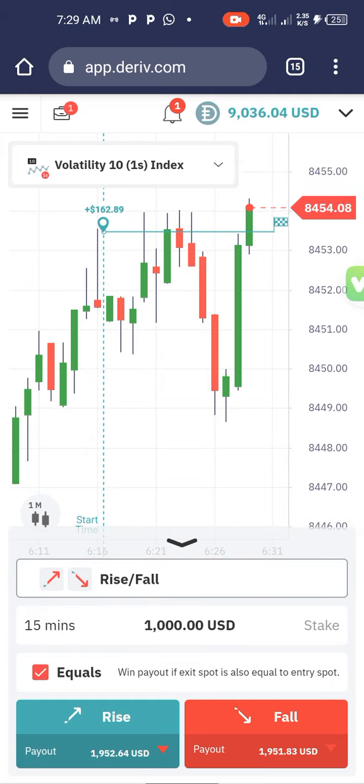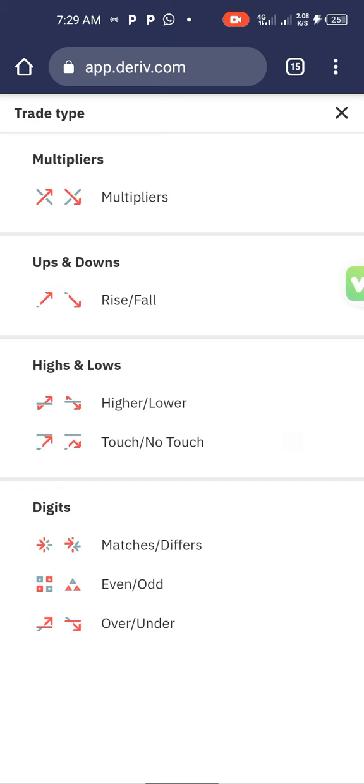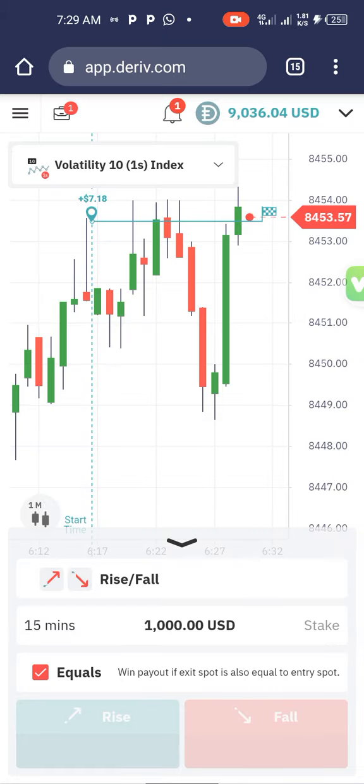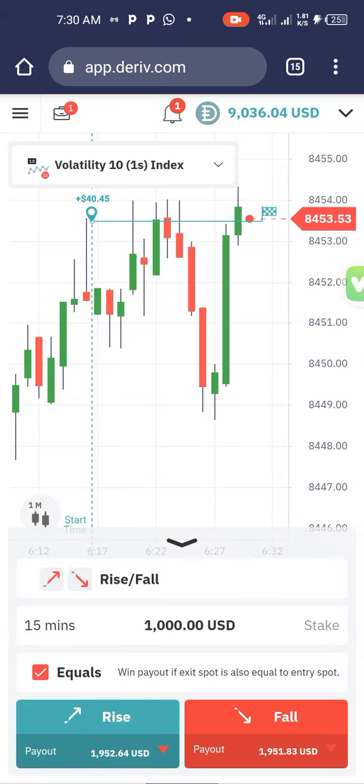And then there's this option of rise and fall. There are other options there. They all mean different things. You can always go through them by yourself. I also find this touch and no touch option interesting, though I won't talk about that for now. The major one I'm dealing with right now is rise and fall. So ensure that it is set to rise and fall. And then if you make analysis and you feel like it's a bearish move, all you need to do is just fall. And when you fall, you watch for time to elapse.